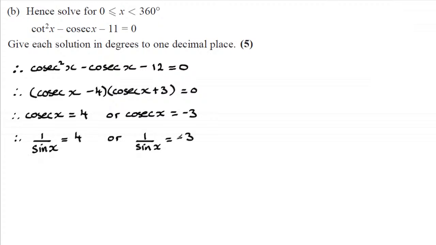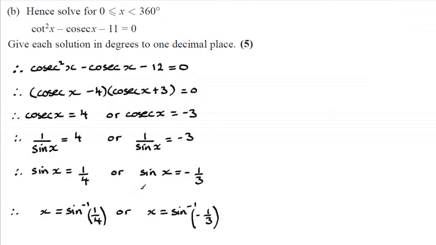So you can rearrange these for sine x, and you're going to get sine x equaling a quarter, or sine x equaling minus a third. And then if you take the inverse sine of each of these, okay, we should start to see some solutions coming through. Got to make sure, though, your calculator is in degrees mode. Always check that. Some questions are going to be in radians mode. This is clearly saying in degrees mode.